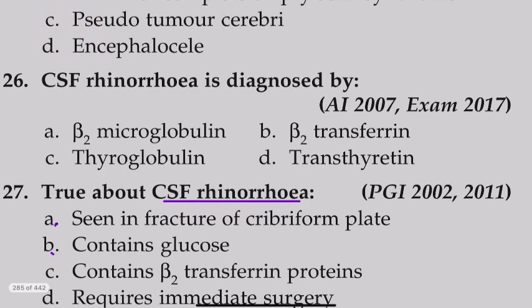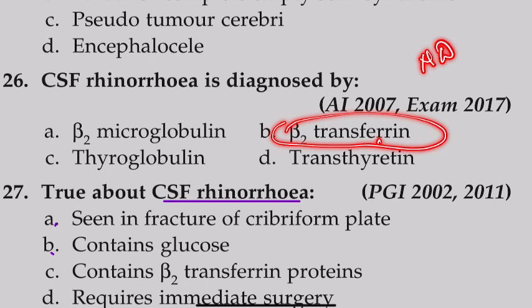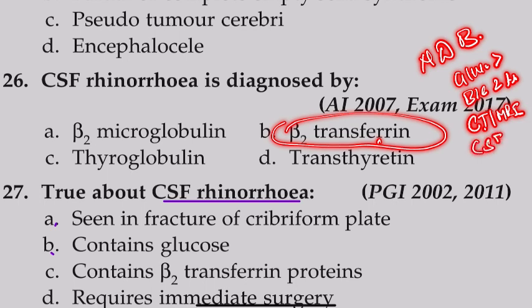CSF rhinorrhea is diagnosed by beta 2 transferrin. Talking about diagnosis of CSF rhinorrhea, nasal discharge biochemistry is very important. Glucose level will be more than 30 mg%. There will be detection of beta 2 transferrin. CT and MRI of the brain with contrast can be used, and localization of the site of CSF leakage can be done.